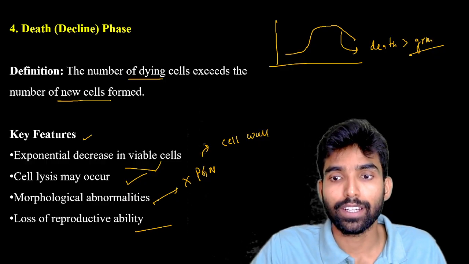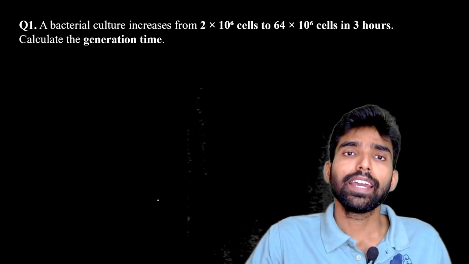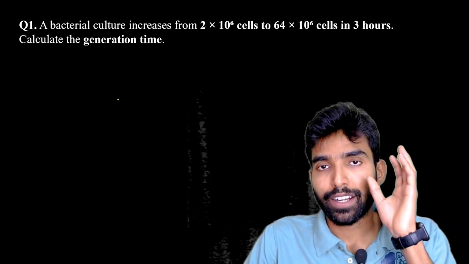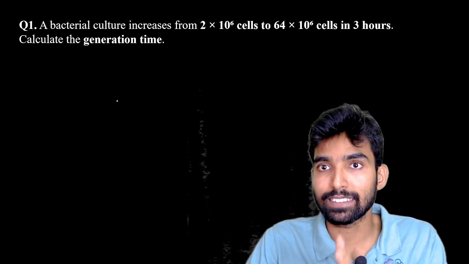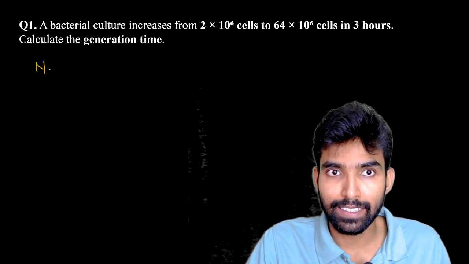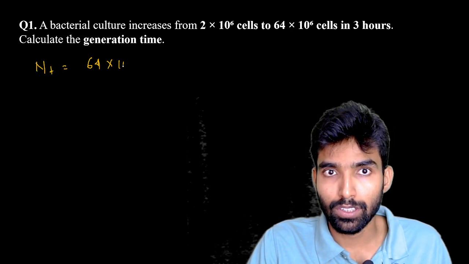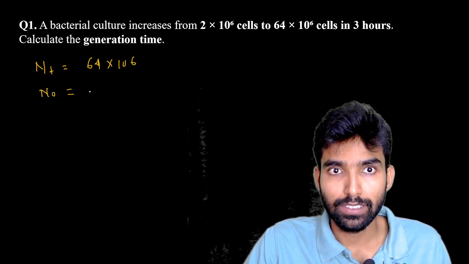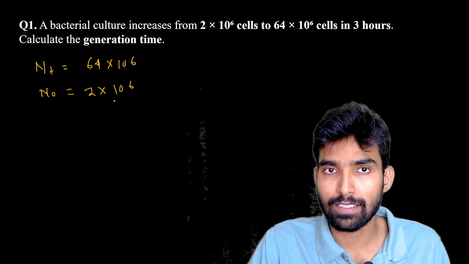right? Okay, now we will solve some mathematical problems. Let's say a bacterial culture increases from 2 into 10 to the power 6 to 64 into 10 to the power 6 in 3 hours. What is the generation time? That means Nt equals 64 into 10 to the power 6, and initial N0 equals 2 into 10 to the power 6. Okay?